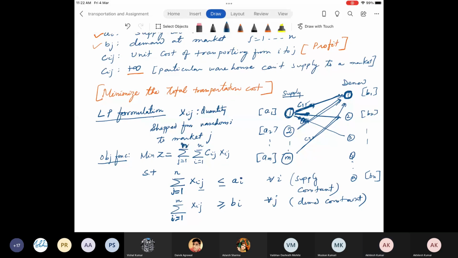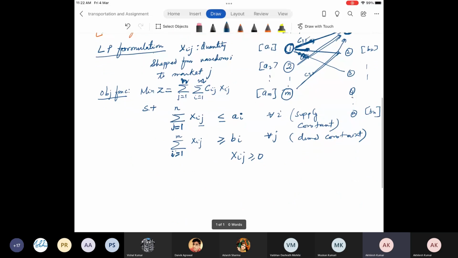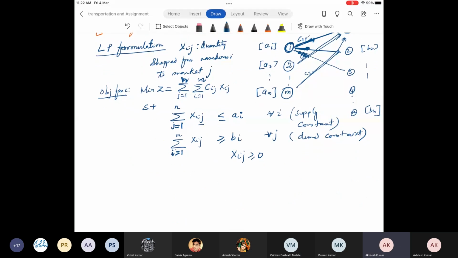This should have been. Is this correct now? And of course, yes, x should be greater than or equal to 0. Suppose you are trying to solve this problem, how would you solve it?